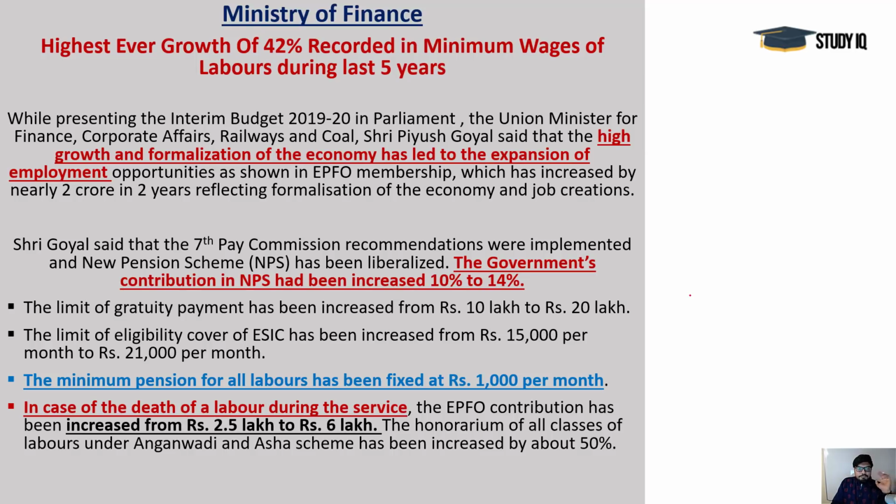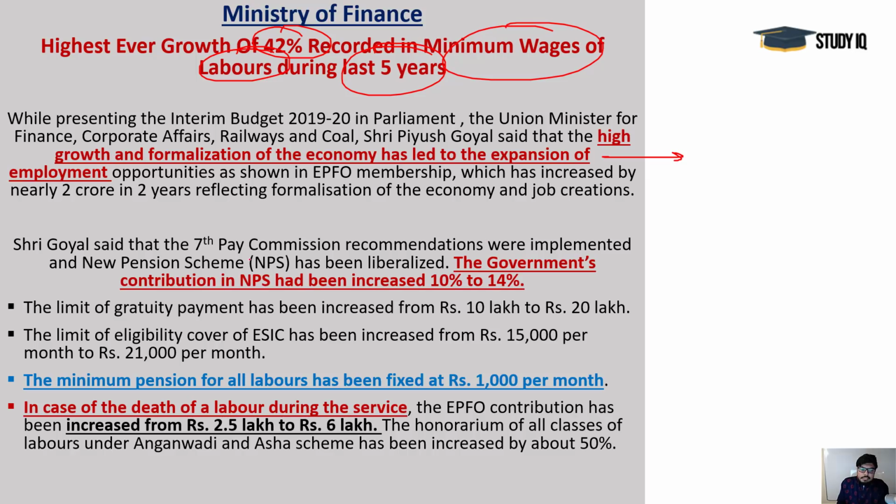Next data is from the Ministry of Finance. You see, the minister is saying that the highest ever growth of 42% was recorded in the minimum wages of laborers during the last 5 years. You see, it's the last budget for this tenure, and now they are giving these summaries of achievements for the last 5 years. So they are saying that 42% was recorded in the area of minimum wages. It was a huge issue 2-3 years back when they were demanding higher minimum wages. So they are saying it is the highest one, and growth and formalization of the economy has led to the expansion of employment here.